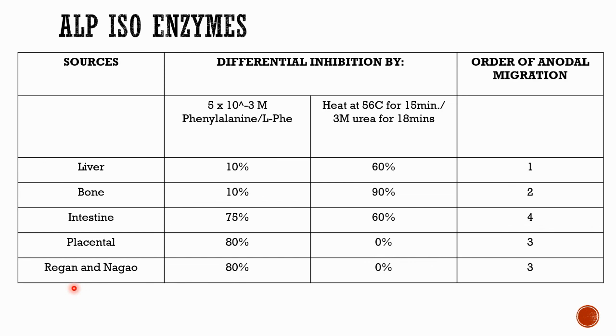Bone ALP is a co-migrator. Nagao ALP is found in adenocarcinoma of the pancreas and bile duct, pleural cancer, and is a variant of Regan ALP.